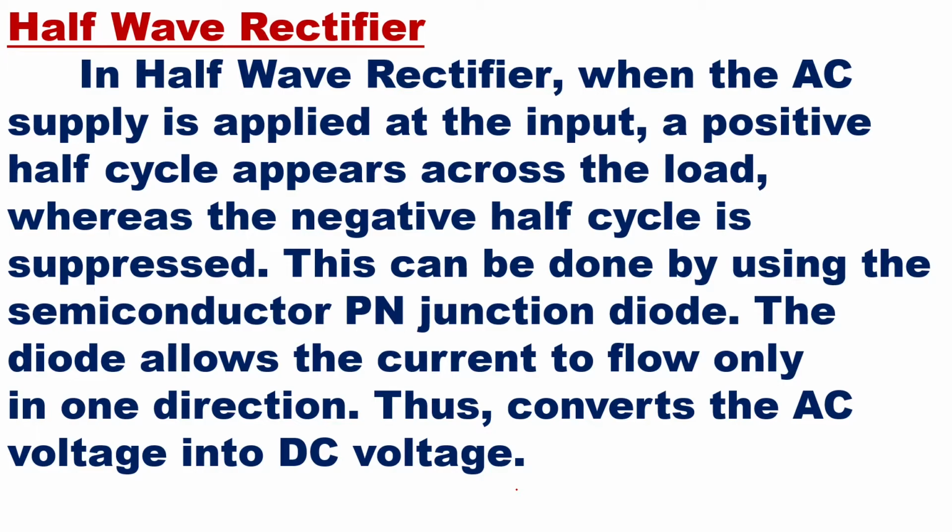A diode allows the current to flow only in one direction. When the input is the positive half cycle, the diode will conduct, it will be forward biased. But when the input is the negative half cycle, it is not going to conduct, it is reverse biased. Thus, the diode converts the AC voltage into DC voltage. This is the basic working of your half-wave rectifier.